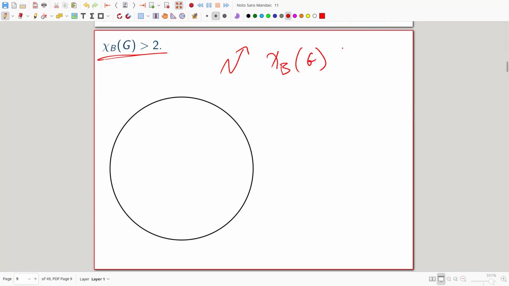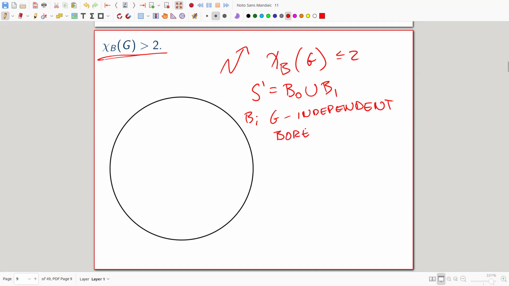So assume for contradiction that there is a Borel 2 coloring, that the Borel chromatic number is actually, say, less than or equal to 2. So this means that S1 can be decomposed into 2 sets that are G independent. So B_i are G independent, and they are Borel. As I mentioned, this is just equivalent to the existence of a 2 coloring.